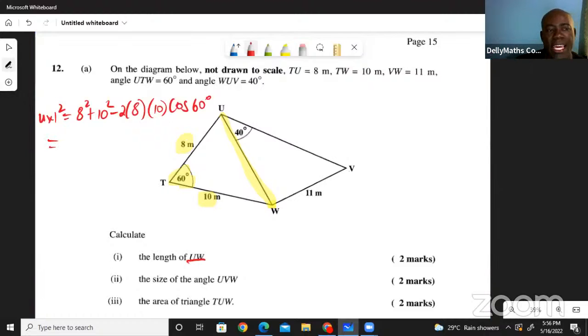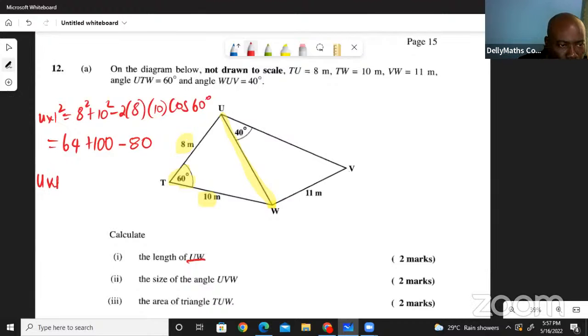So let me take my time. This is going to be 8, we're talking about 64. This is going to be 100. And then we're going to put all of those on the calculator. So anybody working with me there, minus 2 times 8 times 10, and then that is going to be multiplied by the cosine of 60. Make sure that the calculator is in degree. All right. And that looks like about minus 80. I want somebody to confirm with me. Yes, I think it is correct. So that's minus 80.